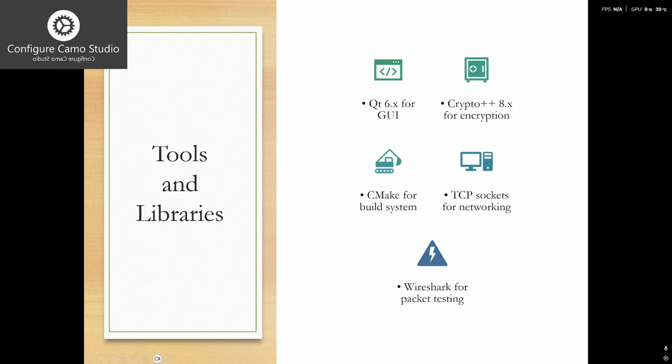Here are some of the main tools and libraries that we used. As you can see, Qt6 was for the GUI, Crypto++, which is a very powerful C++ library for cryptographic algorithms like RSA and AES, CMake for the actual build system for the Qt6, TCP networking, which is used for real-time client-server communication, and lastly, Wireshark for inspecting the packets and confirming that the encryption was actually happening. All these components are free, open source, and widely adopted in the software development industry.